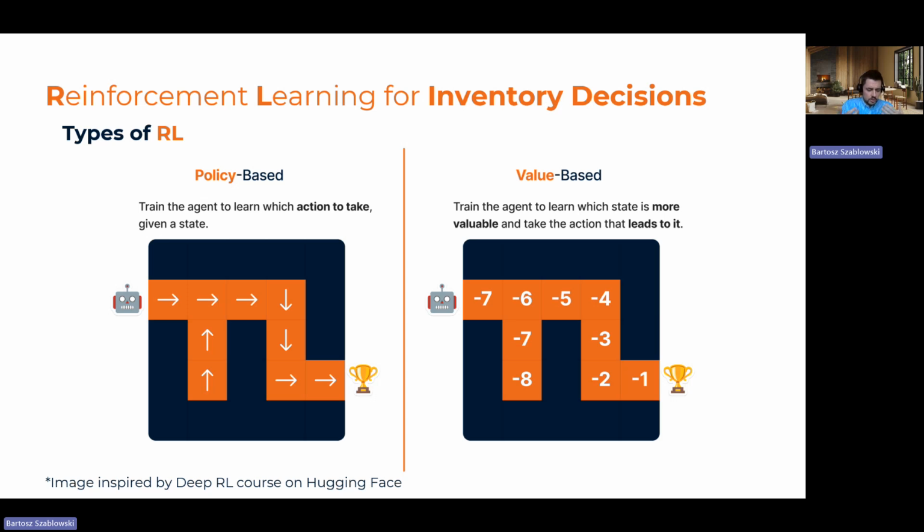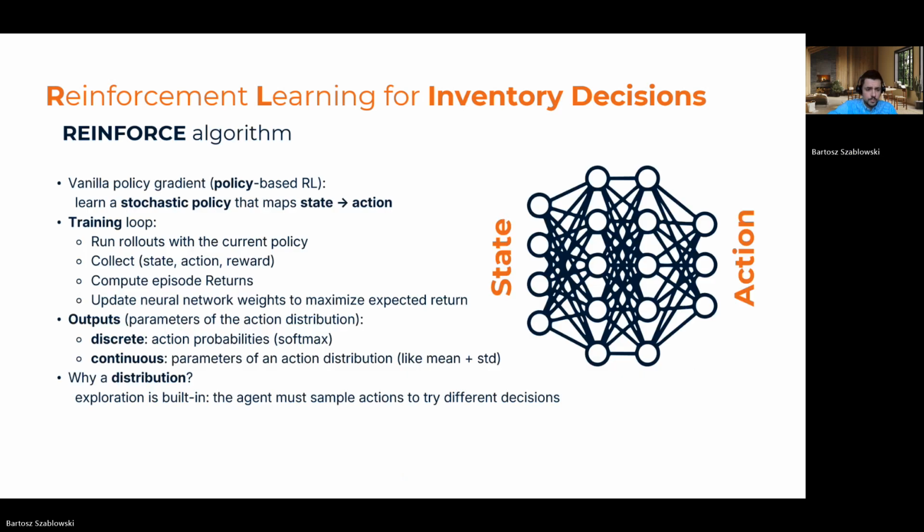For this problem, the policy-based approach feels natural to me, because we have a given state, and based on it, we want to decide how big the order should be. The second thing is that the decision is continuous, because we need to provide the number of the order rather than a discrete choice. The simplest example of a policy-based approach is REINFORCE. Here, the model learns the policy directly.